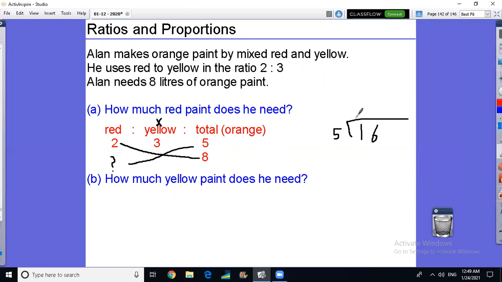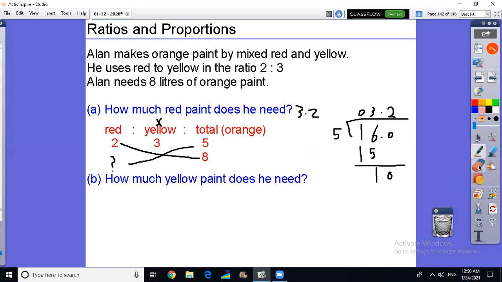Let's do this. Here is a 0. This is a 3. You all know how to do long division. 15, when you subtract, it becomes 1. I put here 0, put the point up and bring the 0 down. 10 divided by 5 is 2, so it's 3.2. So here is the answer. How much red paint does he need? 3.2.